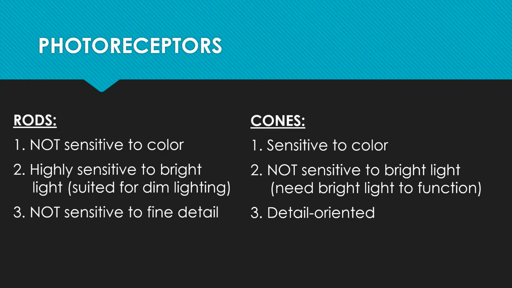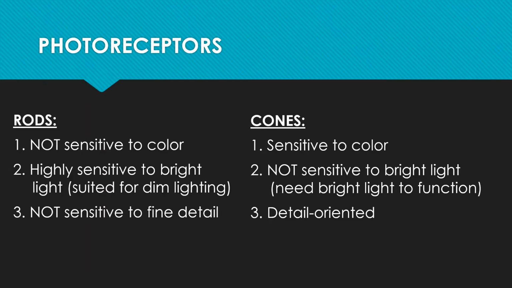We have 2 categories of photoreceptors. We have rods and cones. And these 2 categories have 3 main differences. Number 1, rods are not sensitive to color. In other words, they're colorblind. They see in black and white. Cones, on the other hand, are sensitive to color, and they make color vision possible.